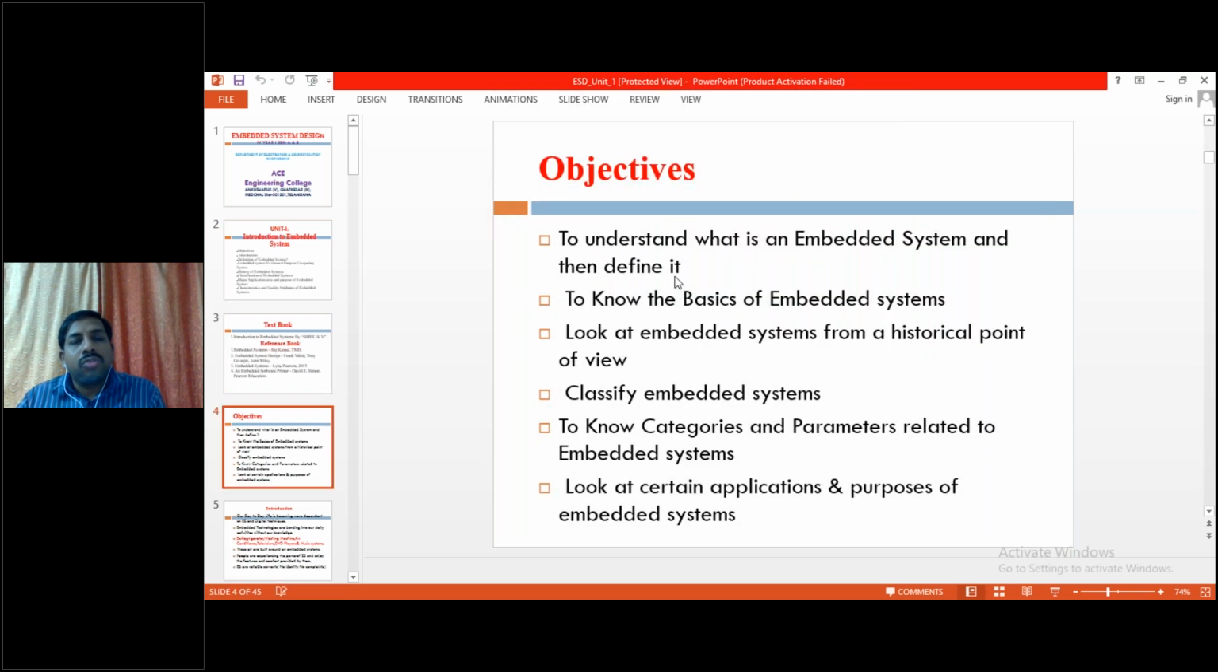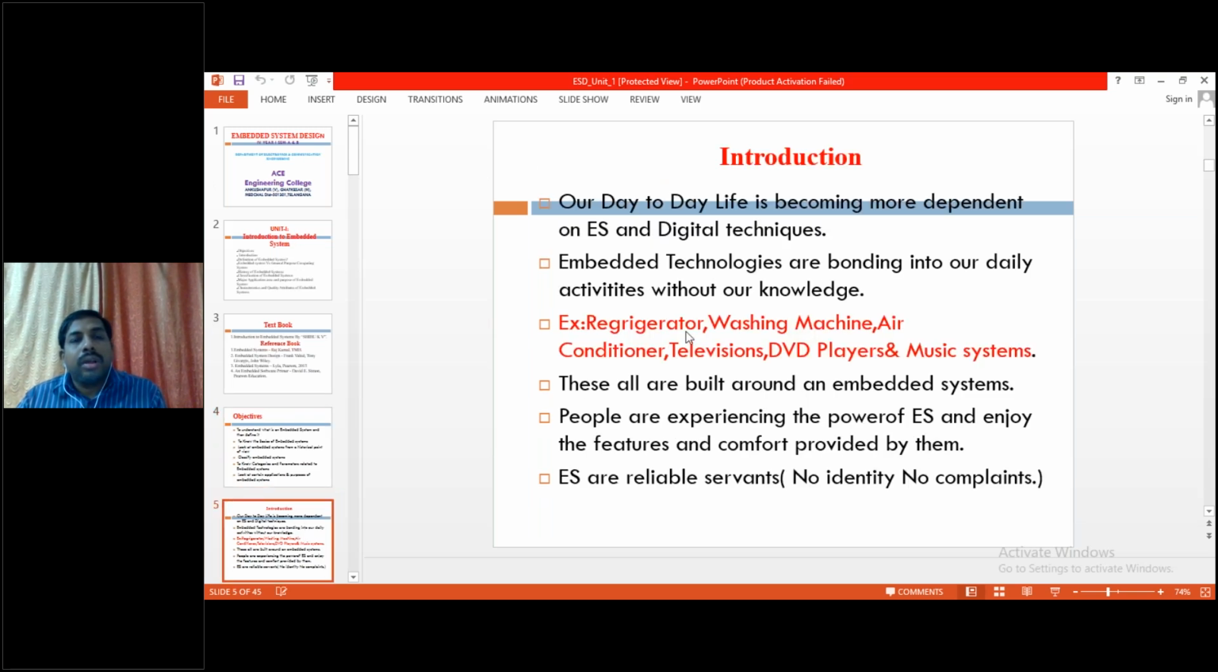Our objective was to define an embedded system. We have defined it, and we know the basics of embedded systems. We have studied the history of embedded systems and classified them. We have seen the parameters related to embedded systems and their purpose. In the introduction, we saw that these embedded systems are utilized in our day-to-day activities without our knowledge.